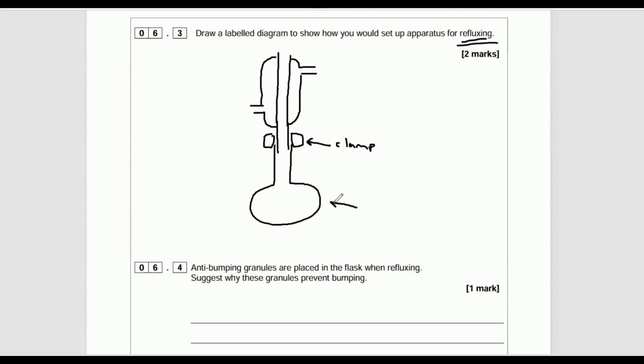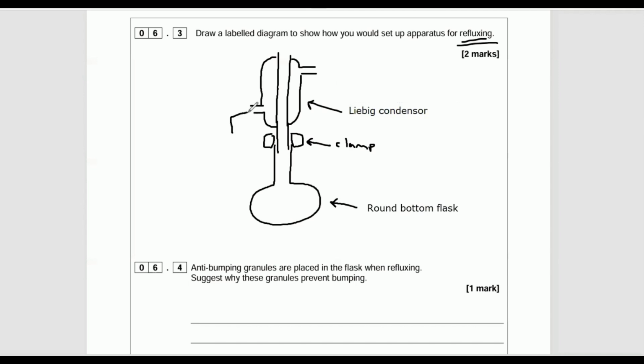So I've got my clamp. You don't need to label. It doesn't want, I don't think it wants, draw a labeled diagram. Oh, sorry, my mistake. Yeah. Round bottom flask. You can use a pear-shaped flask here as well. This over here is my condenser. This is a Liebig condenser. Liebig! Okay, there's my Liebig condenser.